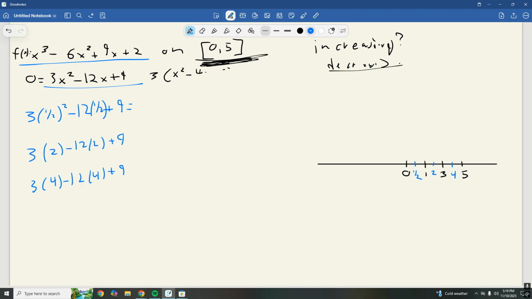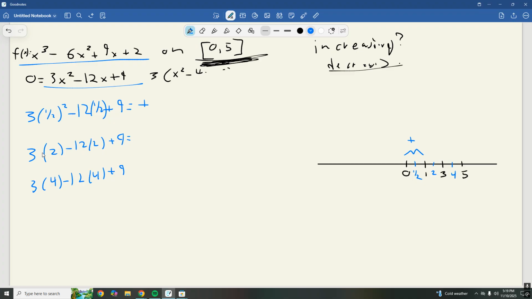fractions. I'm just going to put it in a calculator. 3/4 minus 6, pretty sure this is positive, plus 9. Yeah, it's 3.75. So this is going to be positive, meaning that this whole section here is positive.